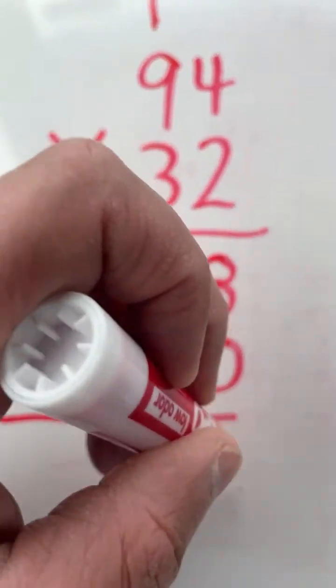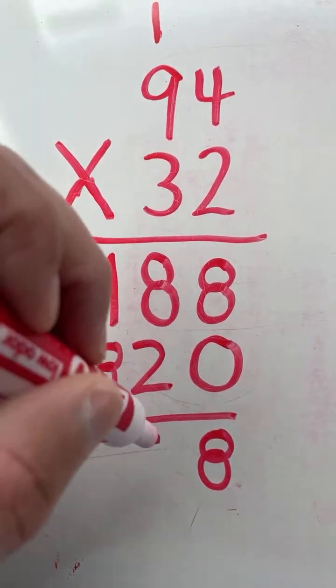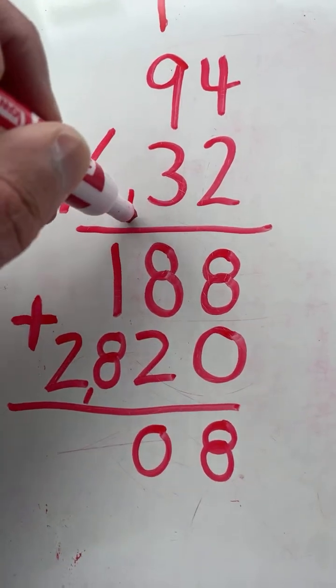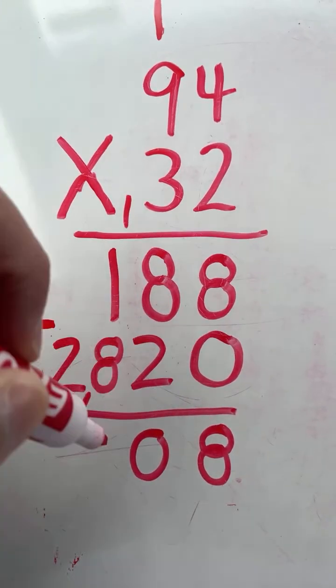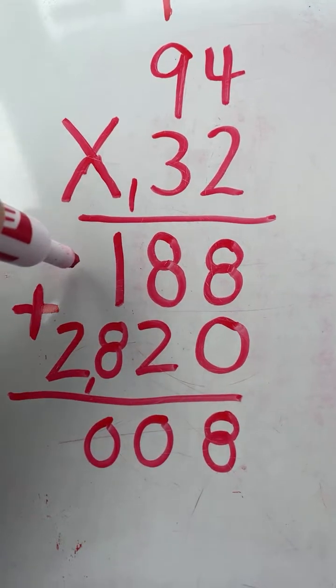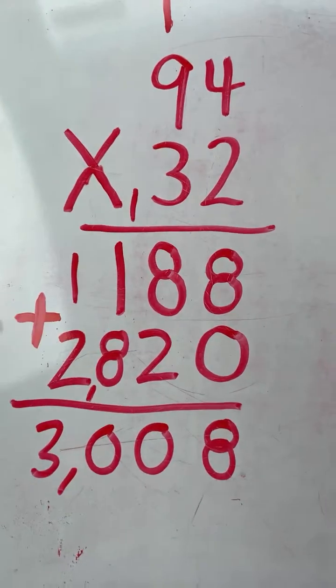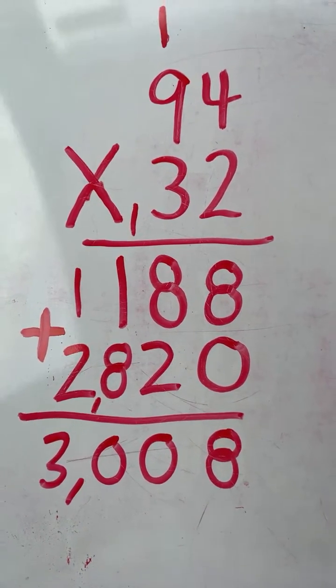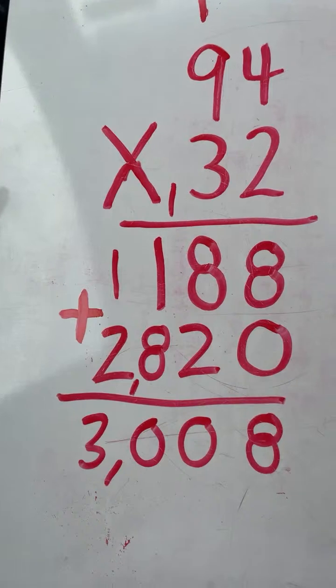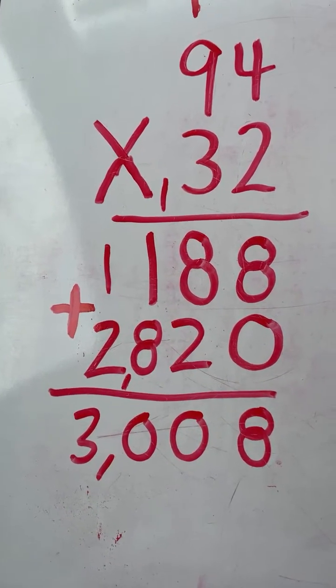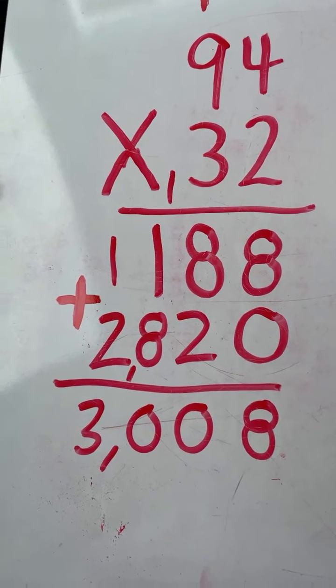8 plus 0 equals 8. 8 plus 2 equals 10. 0, carry the 1. 1 plus 1 plus 8 equals 10. 0, carry the 1. 1 plus 2 equals 3. And we have our final answer. Viewer in the chat is correct. 2 for 2 so far. 94 times 32 equals 3,008.